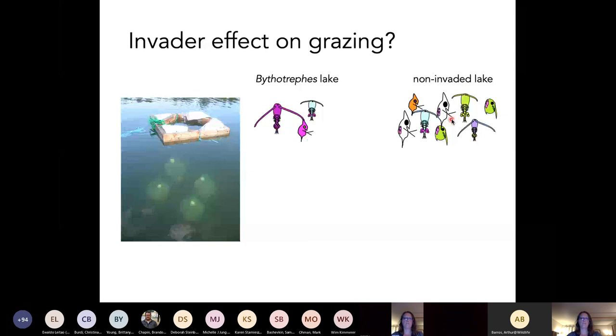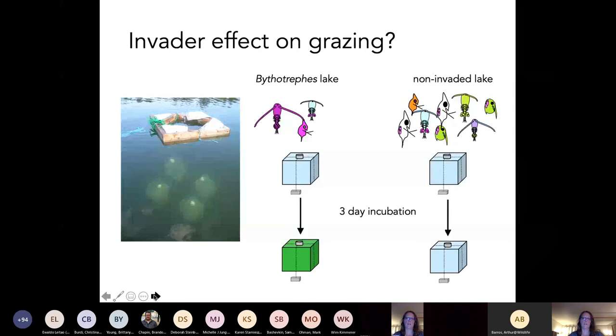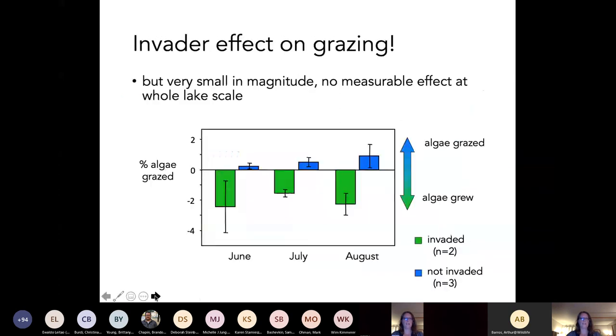So we incubated those cubitainers for a period of 3 days. We measured chlorophyll as our proxy of grazing pressure, and then measured chlorophyll again at the end. What we hypothesized is that we would see a lot of algal growth in the invaded lakes because of the lack of top-down control. And for once, our hypothesis was right on. That's exactly what we saw.